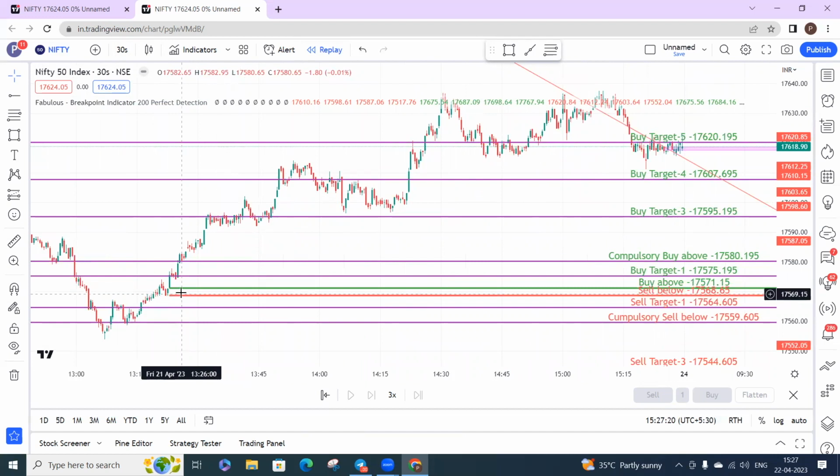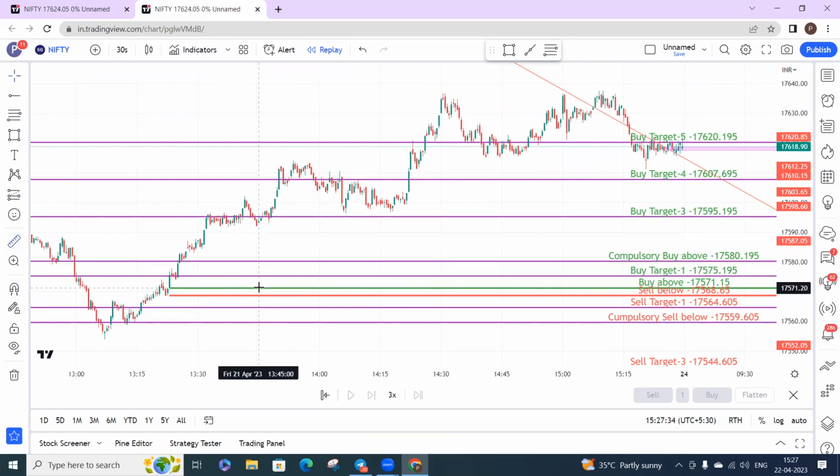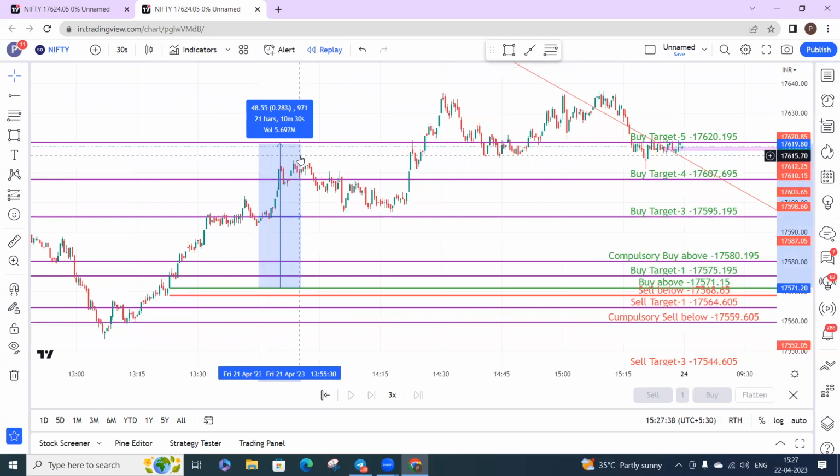How many points is this? Just 2 points stop loss. How many points did it give? You're getting a rejection at 17,595. 1, 2, 3. Around how many points did it give? Just 50 points. 50 points target it gave with a stop loss of just 1 rupee. Just 1 rupee, it gave a target of 50, 55 points. It's very easy.